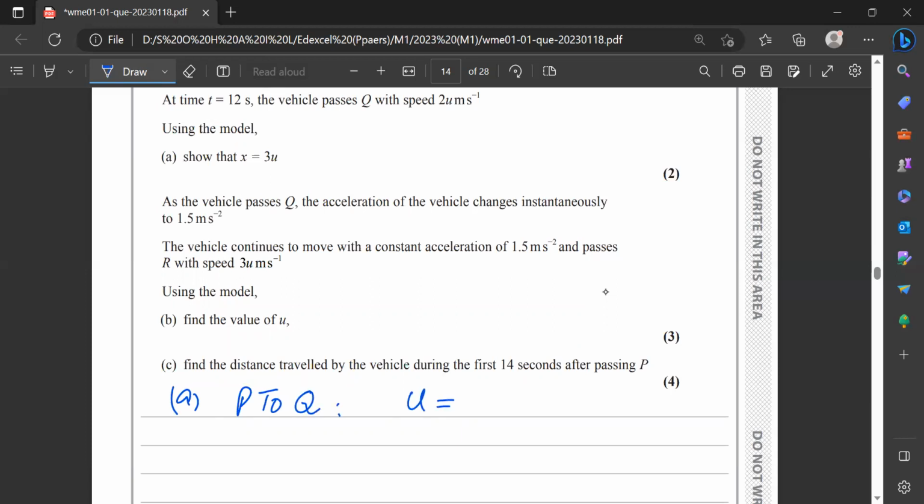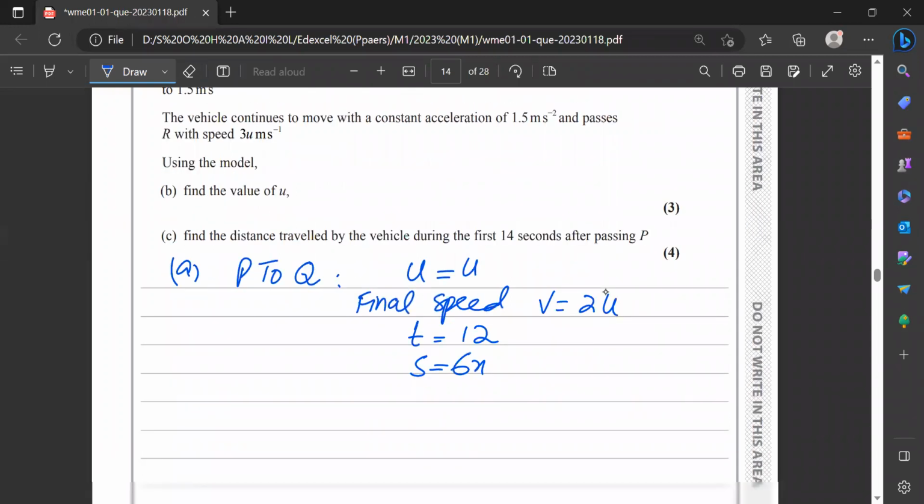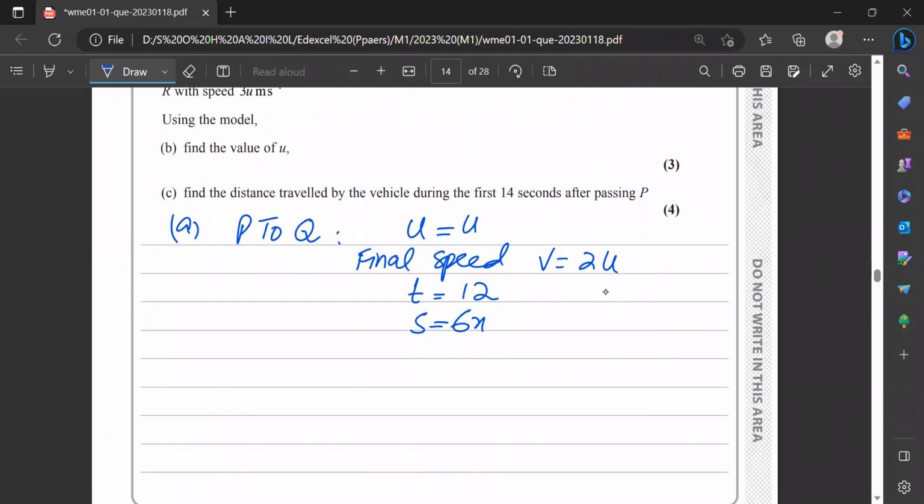u is the initial. Final speed v is equal to 2u. The time taken is 12. The distance is 6x. So you can use the equation.